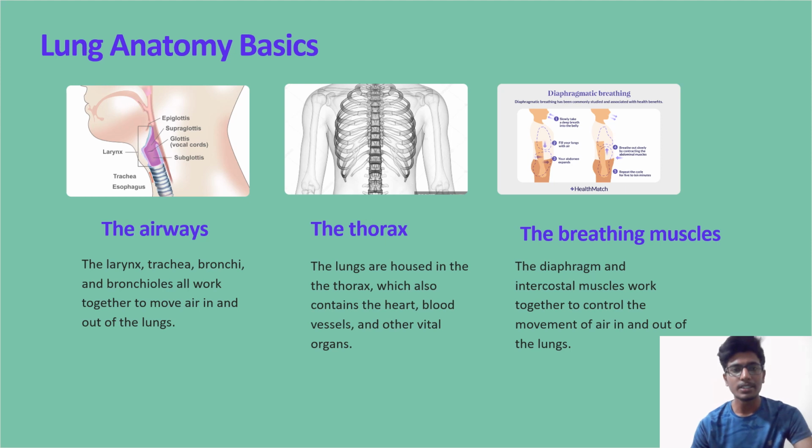Lung anatomy basics. There are the airways, the thorax, and the breathing muscles. The airways: the larynx, trachea, bronchi, and bronchioles all work together to move air in and out of the lungs. The thorax: the lungs are housed in the thorax, which also contains the heart, blood vessels, and other vital organs. The breathing muscles: the diaphragm and intercostal muscles work together to control the movement of air in and out of the lungs.